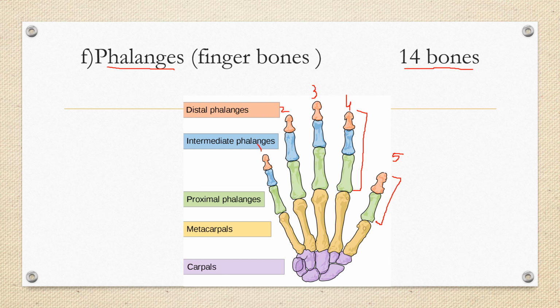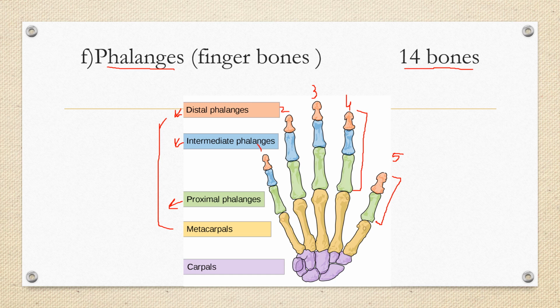But the phalanges are also divided into proximal, intermediate, and distal phalanges. Again, these are also on the basis of their distance from the carpals, or you can say metacarpals. The proximal phalanges are near to the metacarpals, but the distal phalanges are away from the metacarpals. So these are total 14 phalanges that are present in the human hand.